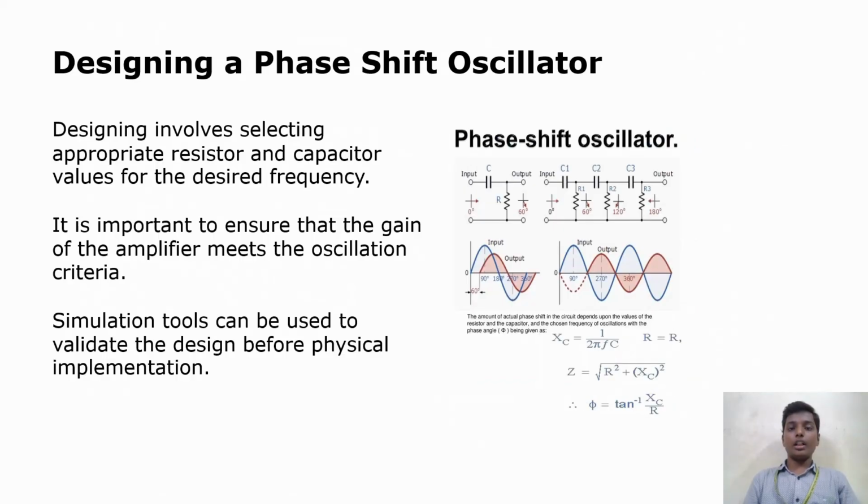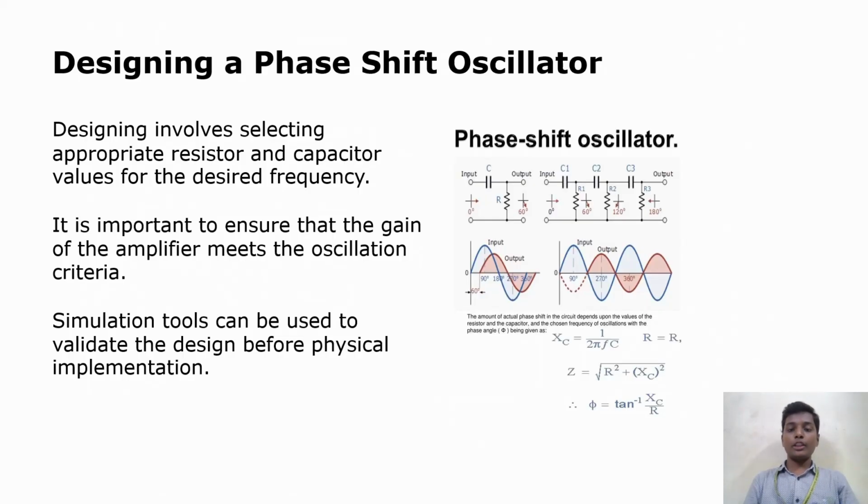Designing a phase shift oscillator. Designing involves selecting appropriate resistor and capacitor values for the desired frequency. It is important to ensure that the gain of the amplifier meets the oscillation criteria. Simulation tools can be used to validate the design before physical implementation.